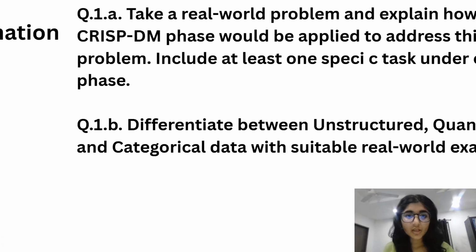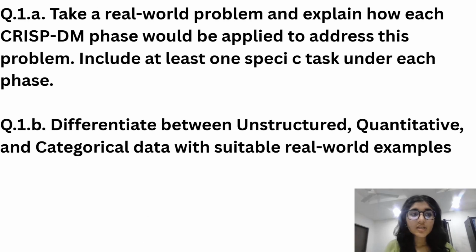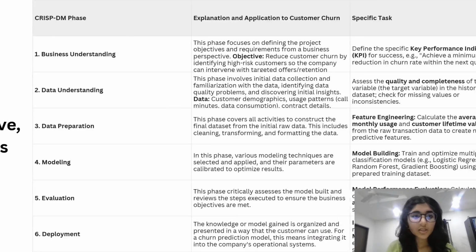So the first question, the A part, is: take a real world problem and explain how each CRISP-DM phase would be applied to address this problem. Include at least one specific task under each phase. And the B part of the first question is: differentiate between unstructured, quantitative and categorical data with suitable real world examples.